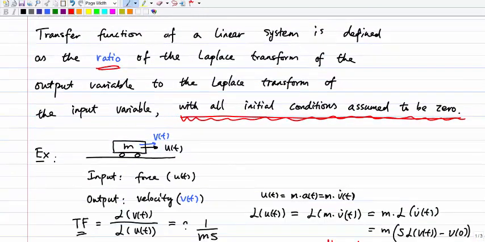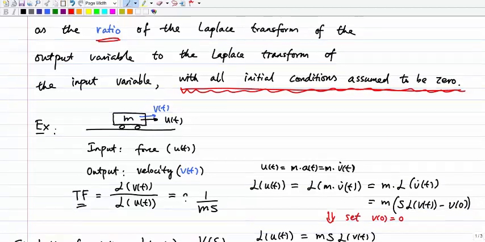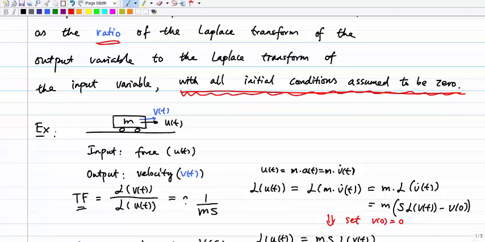Now let me tell you how we compute a transfer function. First I'll give you a very simple example. Let's say I give you a flat, horizontal surface. Assume there's no friction between this object, an object with a mass m, and the surface. So here, no friction. The input is a force applied to this object, called u of t. The output is the velocity, which is v of t.